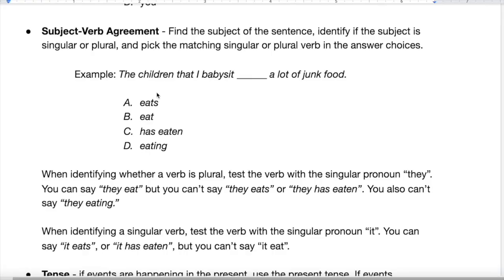Plug it in. I want to hear it. Answer choice B: The children that I babysit eat a lot of junk food. How's that sound? Yeah, that sounds good. Try A and C, though. The children that I babysit eats a lot of junk food. How's that sound? Eat sounds better, yeah. Try C. The children that I babysit has eaten a lot of junk food. How's that? Well, it sounds okay to me.